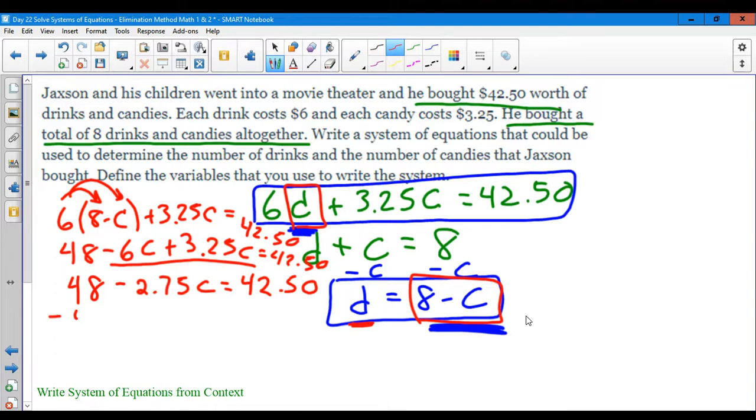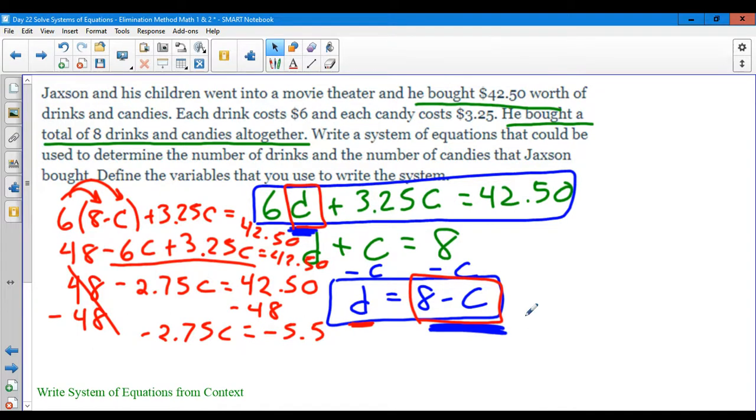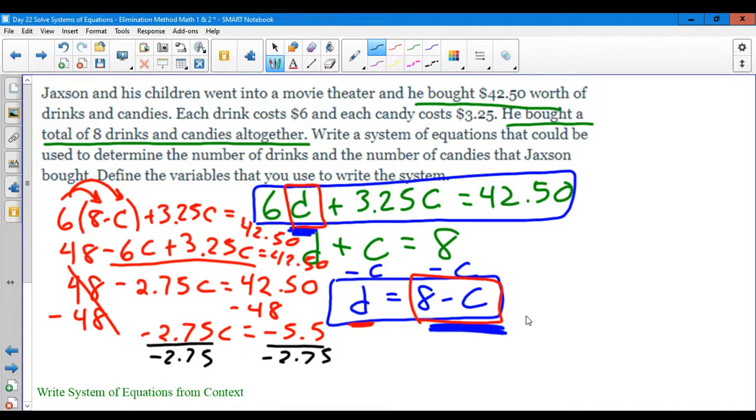So I'm going to subtract 48 from both sides. And of course, you can use calculators as much as you want. So I've got negative 2.75C equals negative 5.5. Divide by negative 2.75. And of course, 5.5 divided by 2.75 is 2.